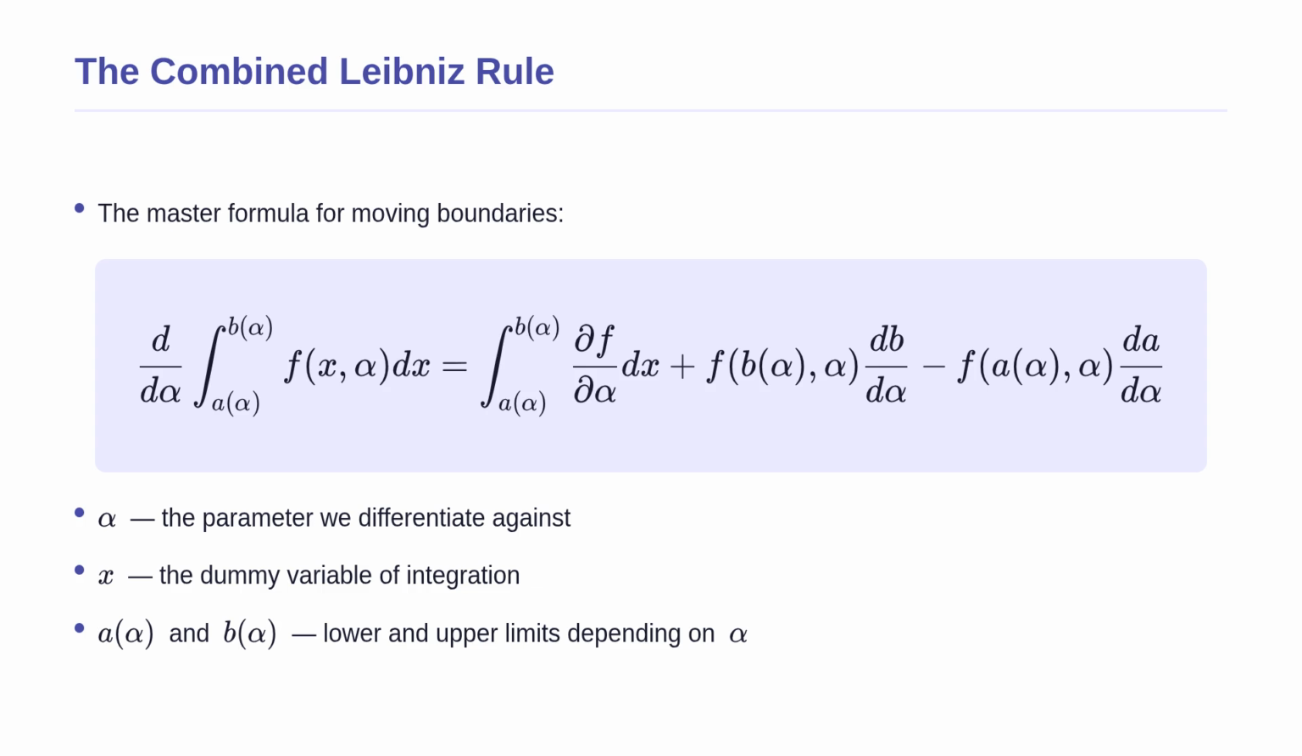The formula states that the total change has three parts. The integral of the partial derivative, which measures how the inside function changes, plus two boundary terms that measure how the expanding or shrinking limits affect the total area. If alpha increases, the boundaries might stretch, adding more area, while the curve itself shifts.